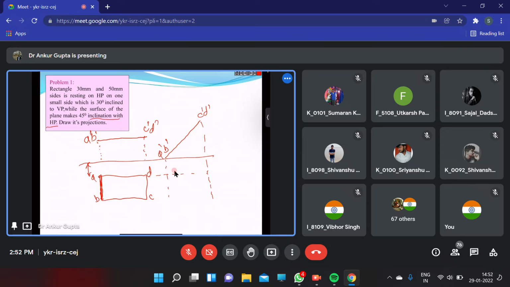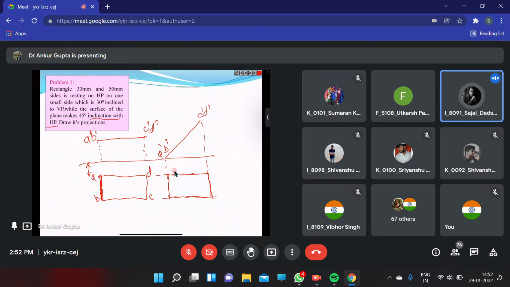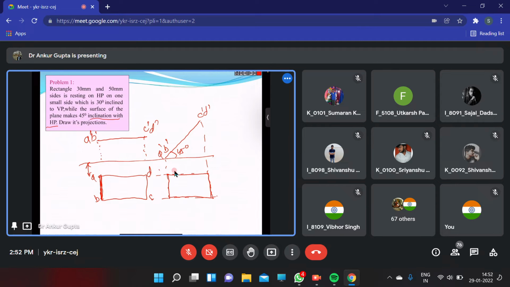ठीक है. और इसको यहाँ से प्रोजेक्ट करेंगे. Just make an interval. तो यहाँ पे आपको क्या मिल जाएगा? एक शेप मिल जाएगा. This rectangle is now 45 degree inclined with the horizontal plane, 45 degree with HP, isn't it? Yes, sir. एक कंडीशन तो हमने फॉलो कर ली, कर ली कि नहीं?